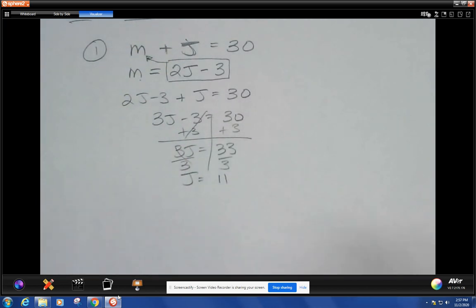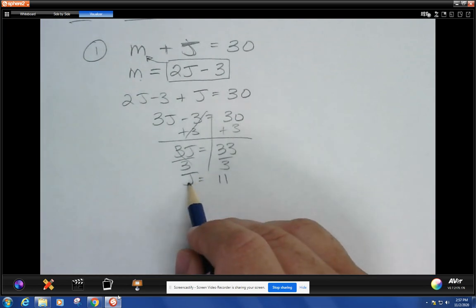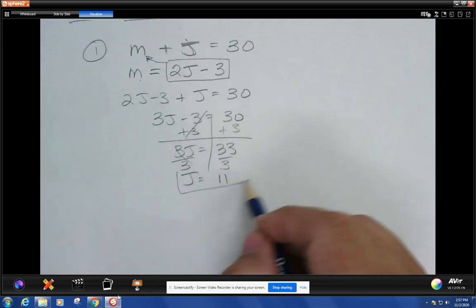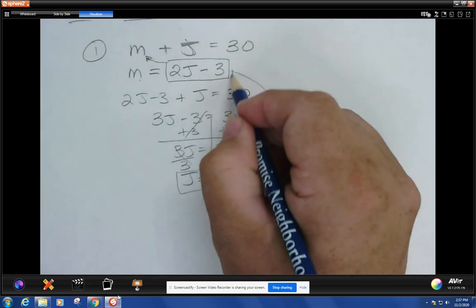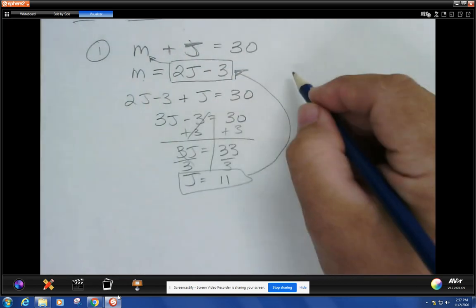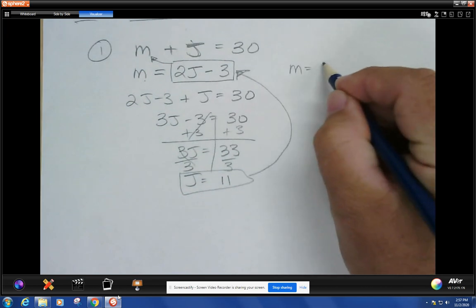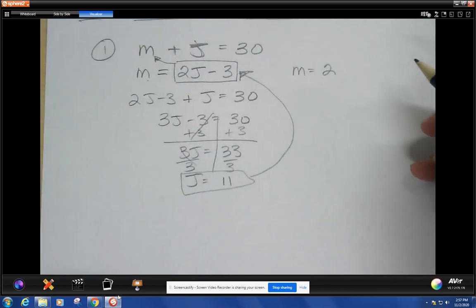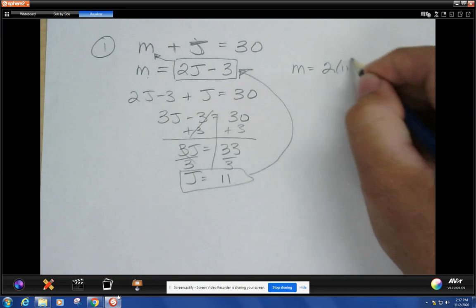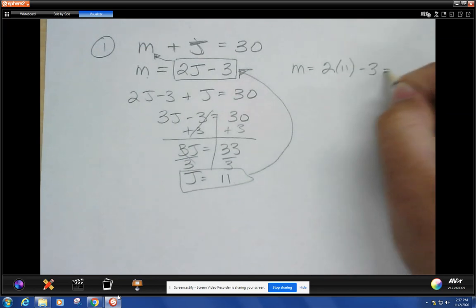Okay, now I can take that information, the fact that Jasmine is 11 years old, and I can put this right back into here, and now all of a sudden I can figure out what M is. So watch what happens. M equals 2 times Jasmine's age. Well, now we know what Jasmine's age is. Jasmine is 11 years old. So 2 times 11 minus 3.